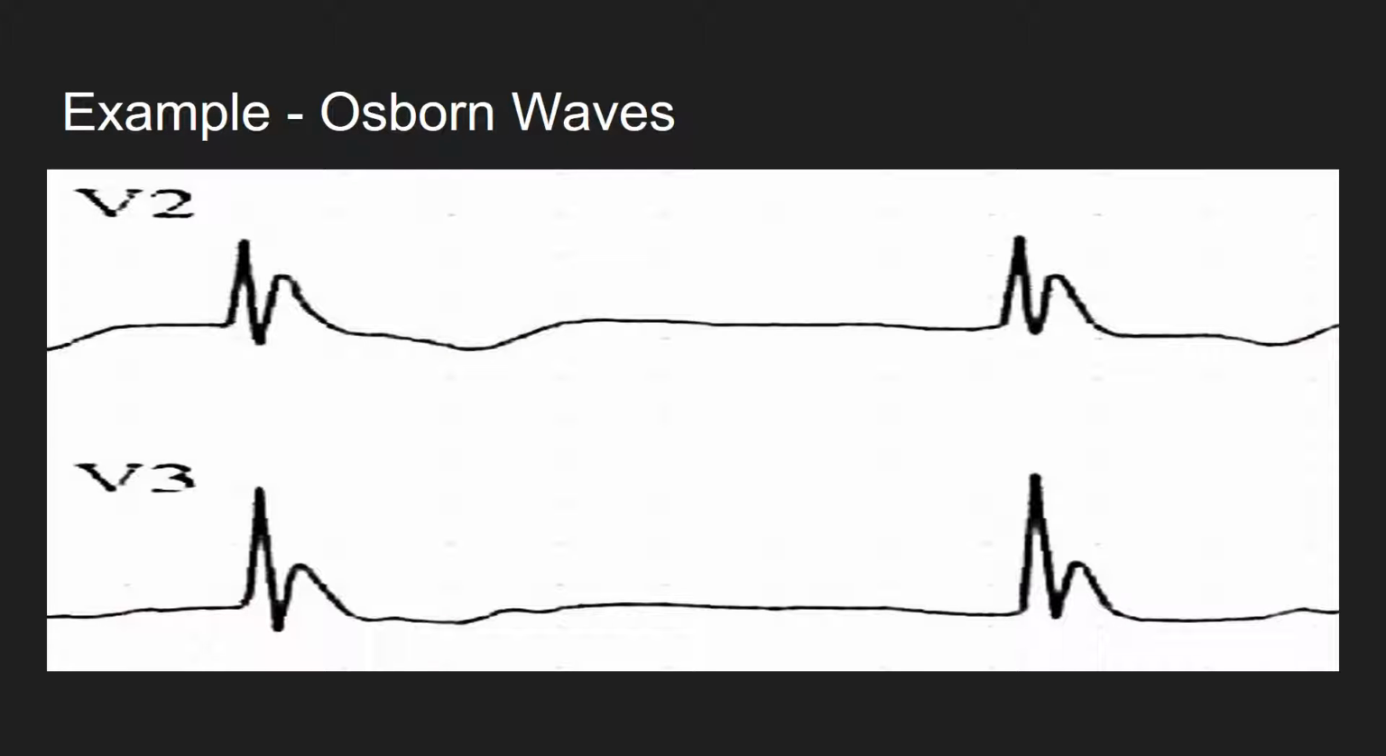Okay, so here is a good example of what an Osborne wave would look like. It's also sometimes referred to as the J wave, J deflection, or camel's hump. As you can see at the junction of the QRS complex and the ST segment, you can see that positive inflection there, and that is what is called an Osborne wave.